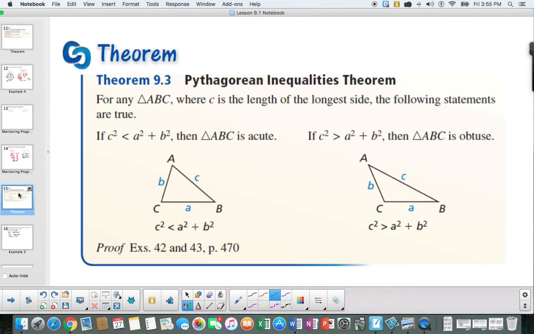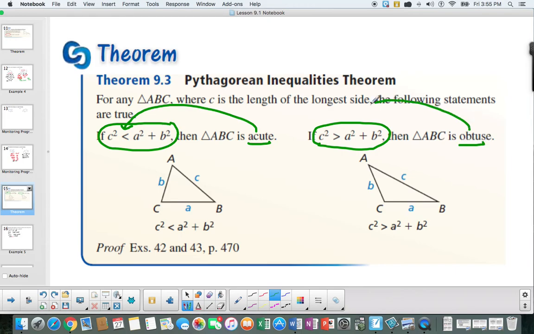The Pythagorean Inequalities theorem says if 3 numbers satisfy this pattern right here, or this relationship, then we call it acute. So think of acute with the less than symbol. And if 3 numbers satisfy this relationship, we say it's obtuse. And notice obtuse is with the greater than symbol.